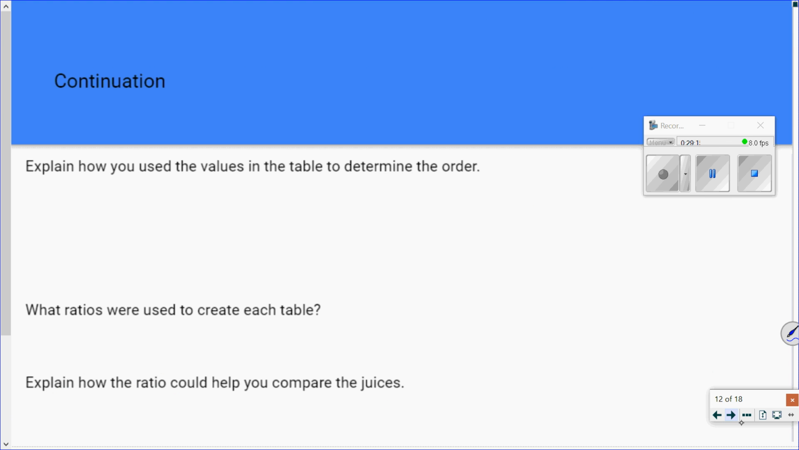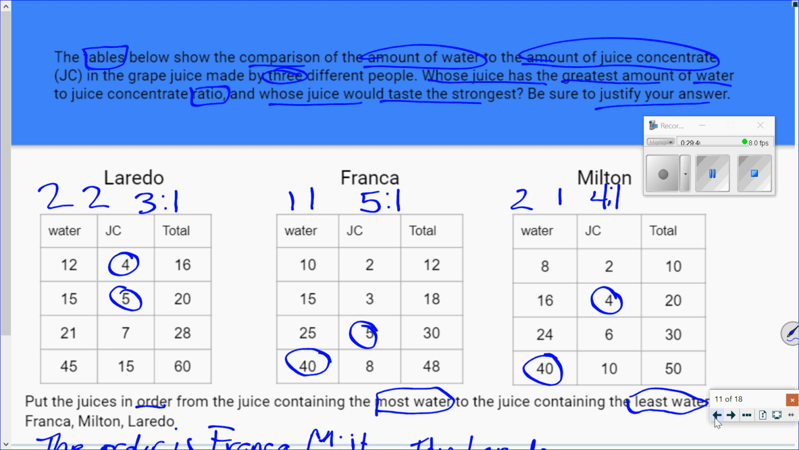These are right down here. So, explain how you use the values in the table to determine the order. So what were we doing? Yes, Jake, but how? What about the table were we looking at? Which values? Which values were we looking at? The totals. Did we really talk about the totals? So what values were we looking at?